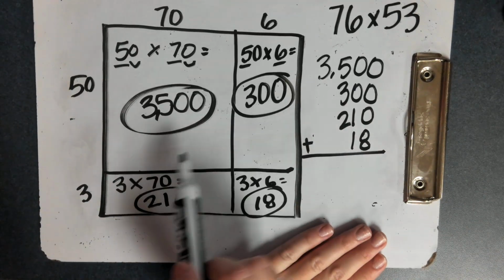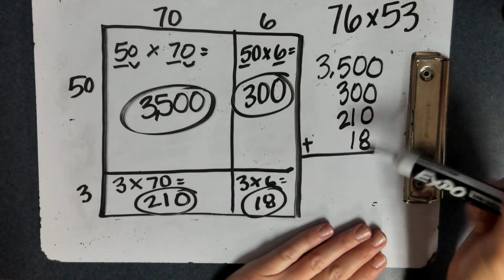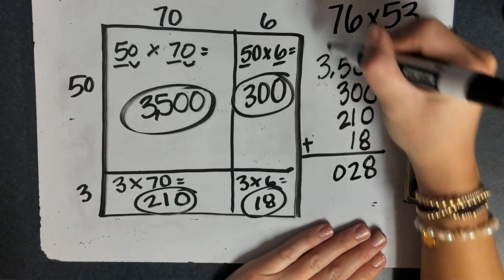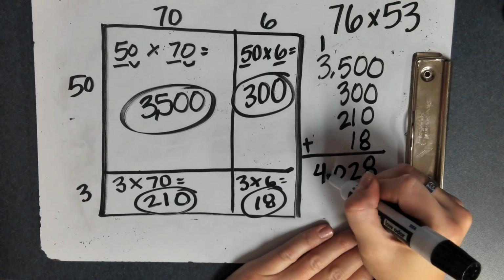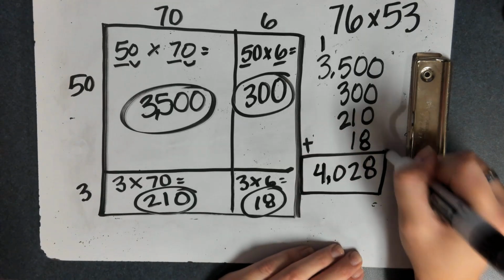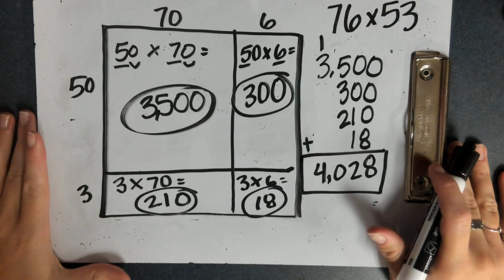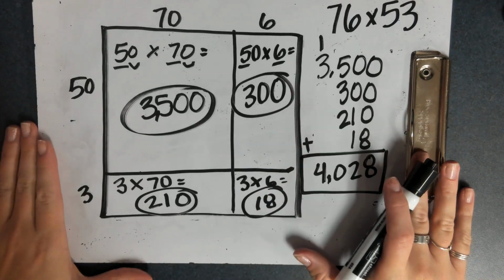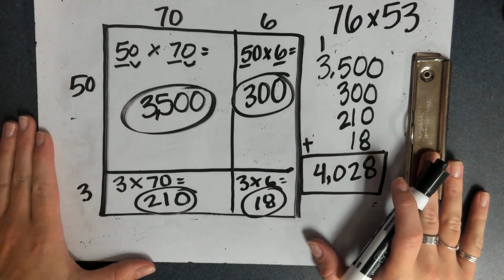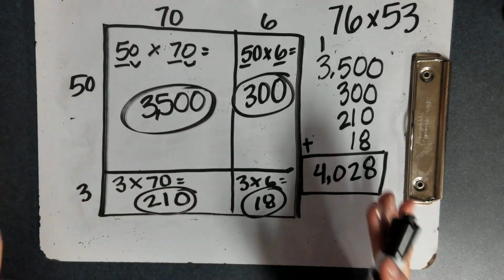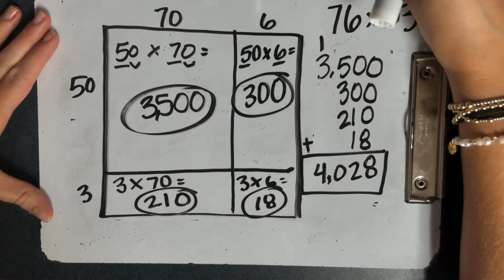All right, going back to my strategy, I'm taking my 4 partial products and I'm adding those together. And I have my answer, 4,028. So again, this is your area model strategy. This is our 2-digit by 2-digit multiplication strategy. This is what we want our students to use, and I hope this helps you practice with them at home.